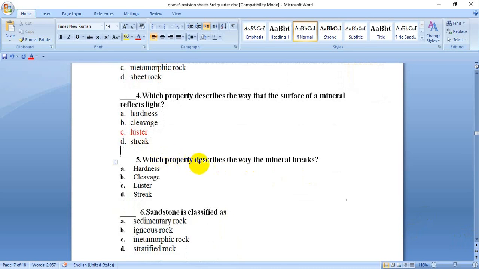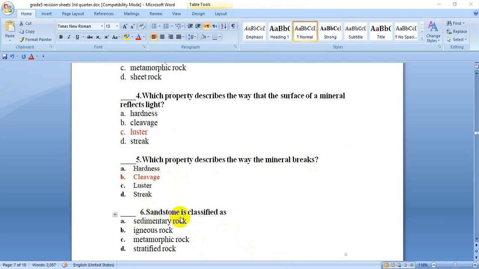Which property describes the way the mineral breaks? Hardness, cleavage, luster, streak. This is called cleavage. So we will circle B, cleavage.